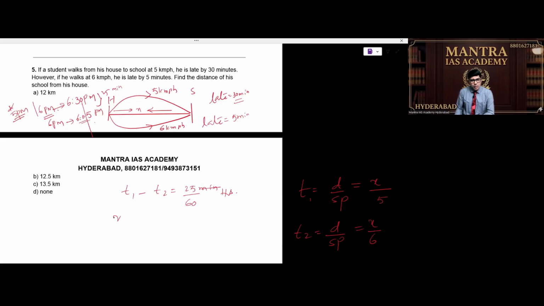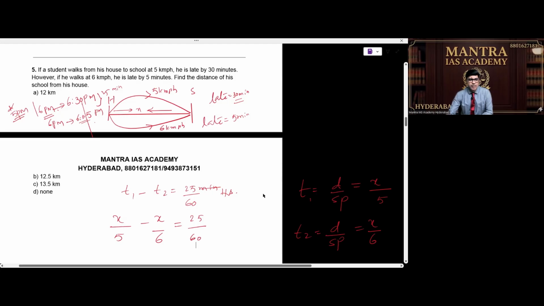So time is equal to x by 5 minus x by 6 is equal to, even 25 by 60 if you want to keep as it is, not a problem. And we'll do the simplification of this later, in the next part.